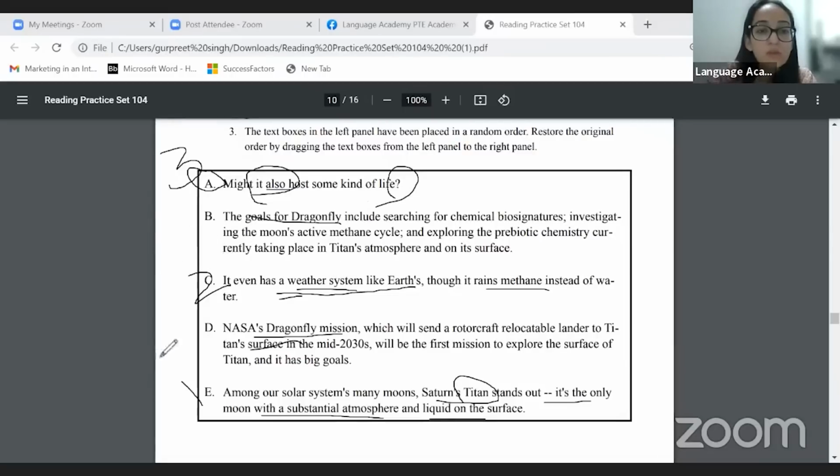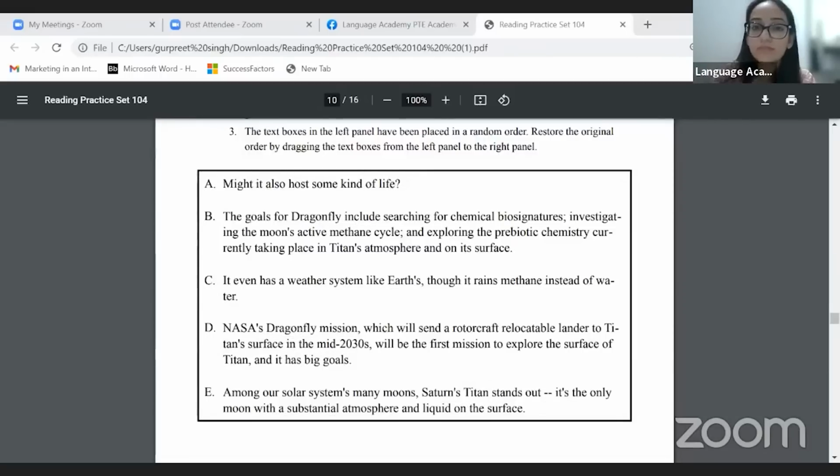Right, so then you will go with first NASA's Dragonfly mission is this, and it has big goals, and then you explain the goals. The goals are these and these. Right? Bit more understanding, analysis, not just trying to finish it. That should not be your agenda. Putting the pairs together should be your goal.